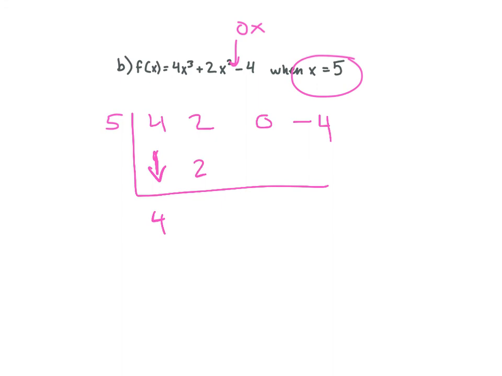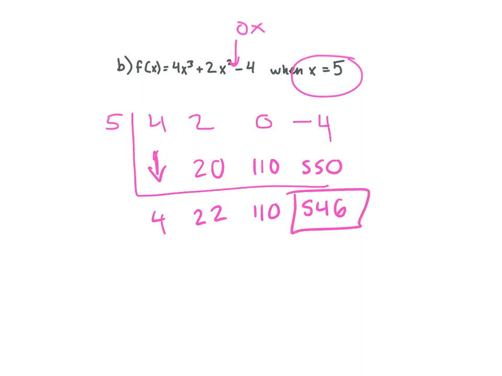5 times 4 is 20. Add the inside, so 22. 110. 5 times 110, 550. 550 minus 4, 546. What would be our answer here? The remainder is our answer. What's the difference between, oh, it's just the remainder of the answer?